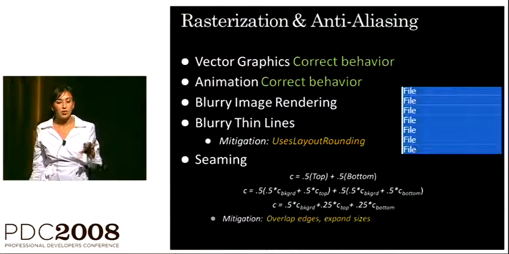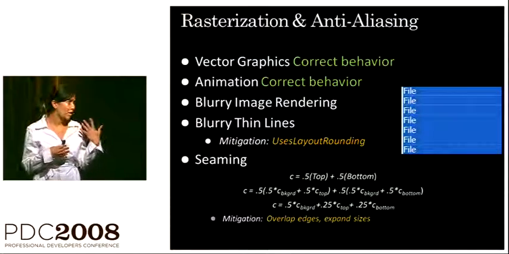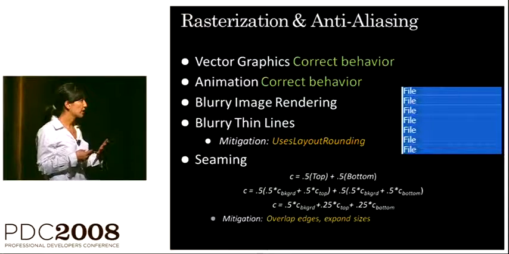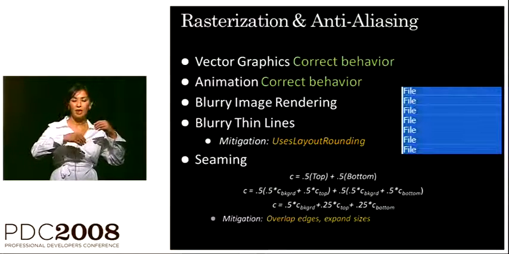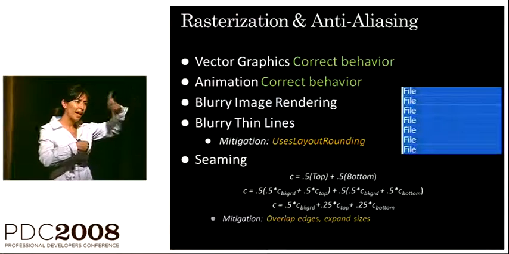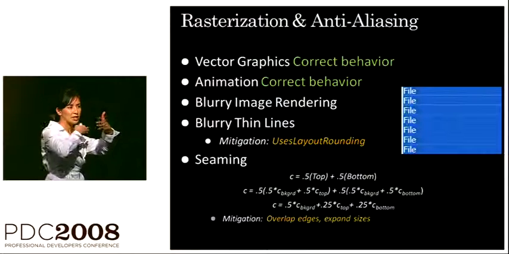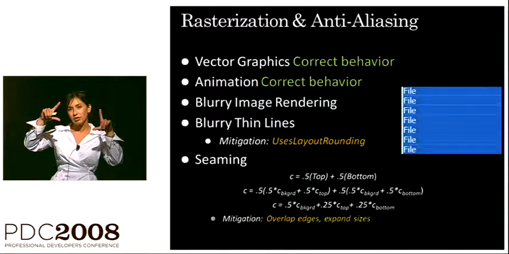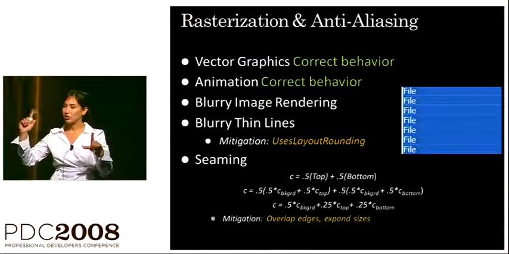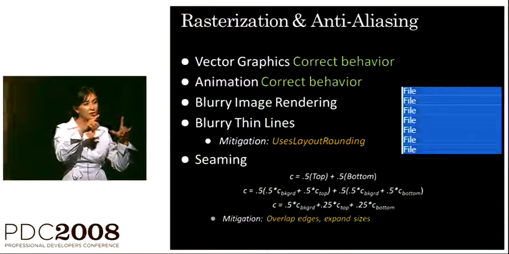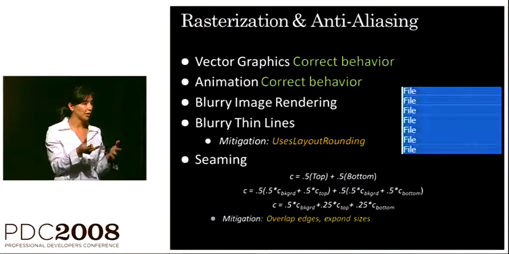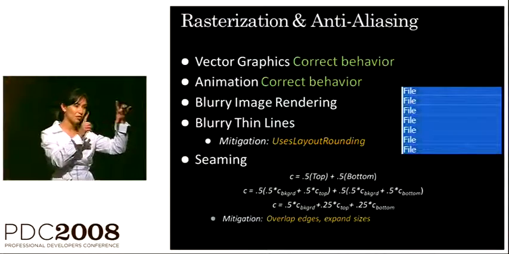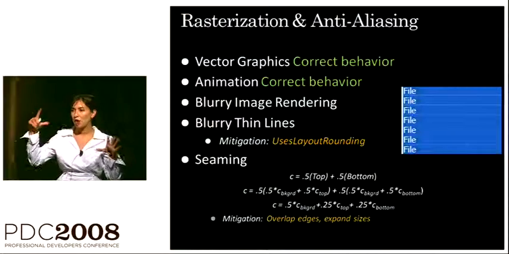The other thing that you can use is actually to overlap edges. Another artifact of anti-aliasing per object is that we can cause seaming. Basically, the calculation is we get half of what's on top and half of what's on bottom. And so basically, the background will start pushing through. And if you have horizontal and vertical lines, UseLayoutRounding will probably solve your problem. But if you have triangles, or if you're doing some sort of mapping, for instance, you'll often see seaming coming up. And you can actually fix that by just overlapping the edges and growing each object by a little bit.